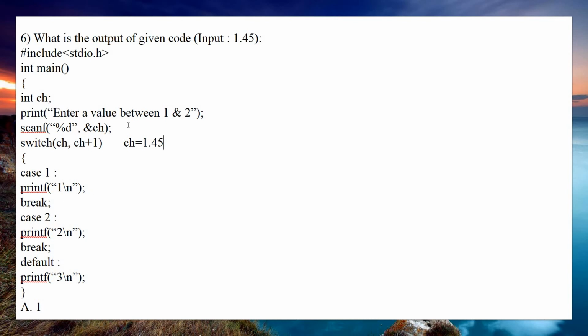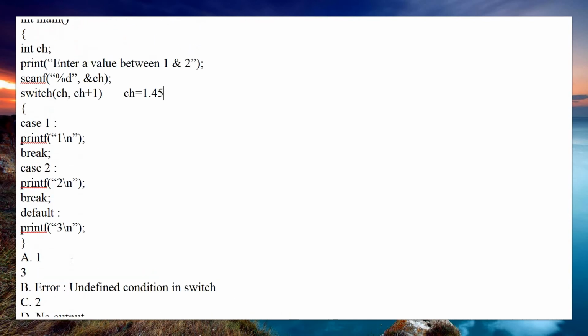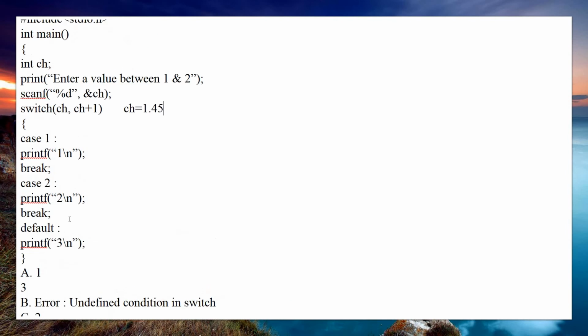Here it is reading only ch, so ch is 1.45. In the case of case 2, since 1.45 is nearer to it, you are going to add 1 for that. There are only the cases 1, 2 as well as 3.